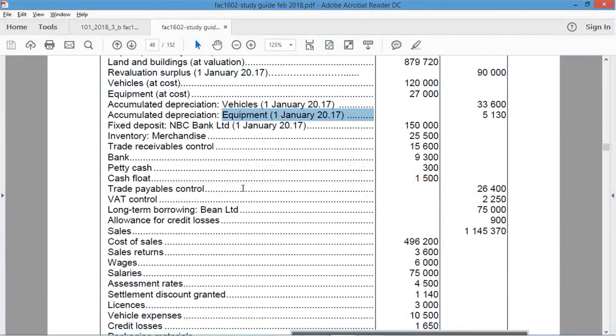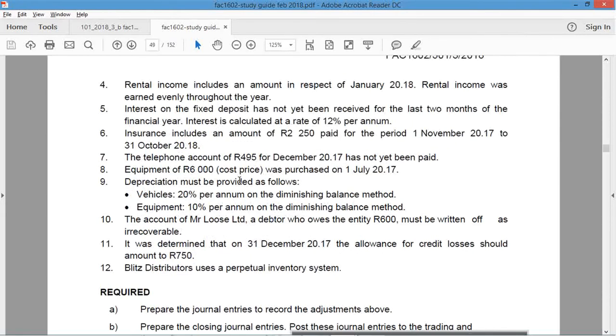See that? Okay, so now we go back to the question. So the equipment was purchased. We've looked at the equipment here. Have I looked at the vehicles? No. So what am I going to do with vehicles? So you're still going to debit it? No, I won't debit vehicles. That increases an asset. I'm not increasing the asset. What am I processing for the asset? The diminishing balance depreciation. So where do I put depreciation for the vehicle? On the vehicle amount. Yes.